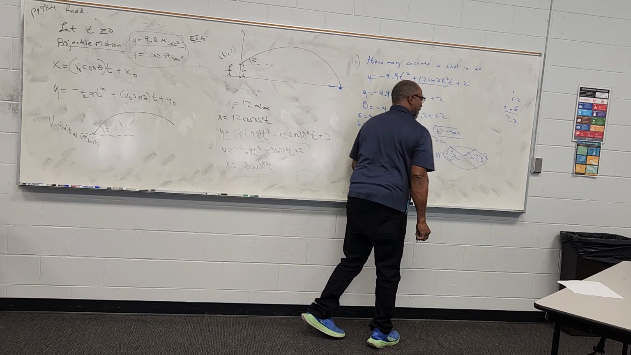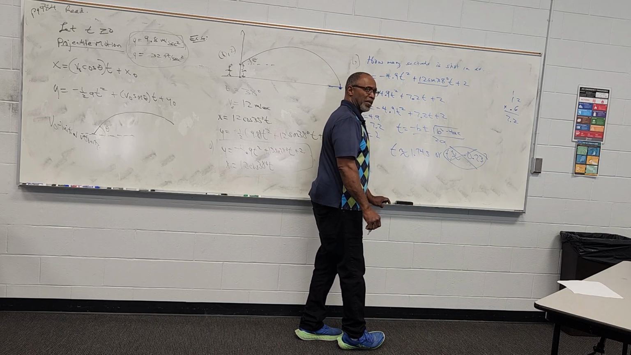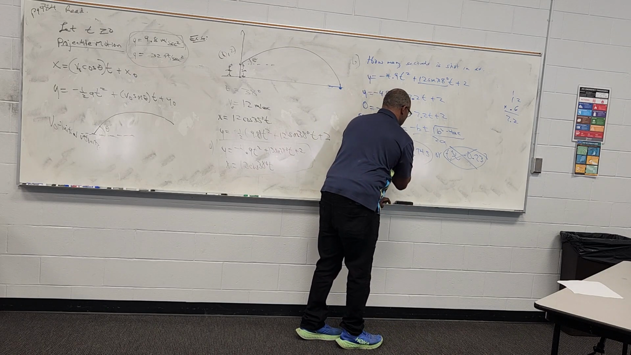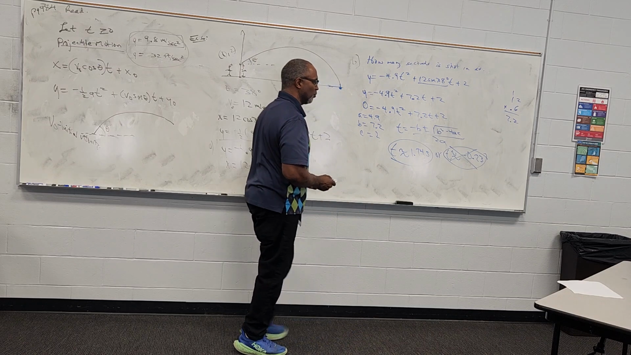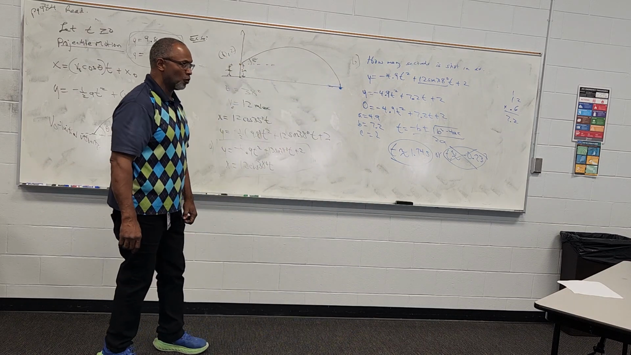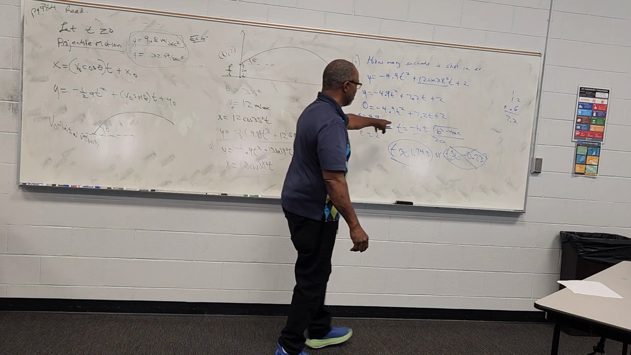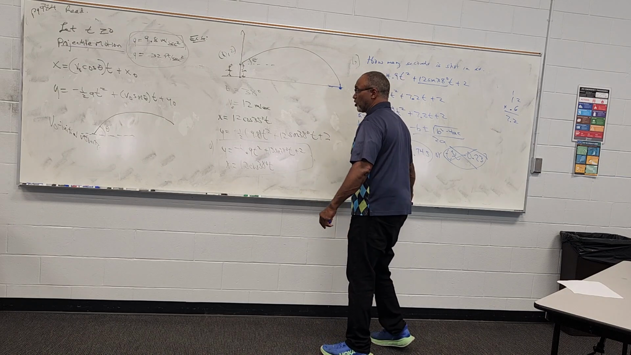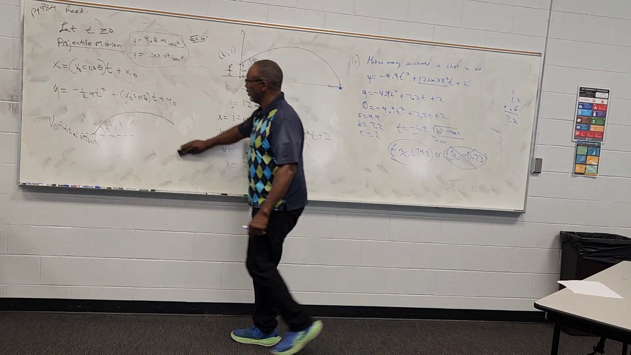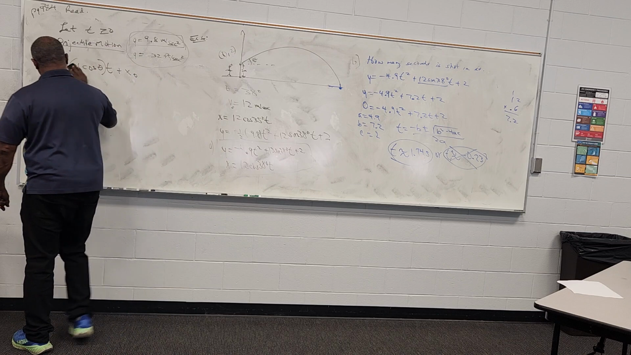But t can't be negative. Time can never be negative. So there's the time that the shot was in the air. It was in the air for 1.74 seconds. You're going to have to plug this stuff into the quadratic formula. That's just a little bit of arithmetic. So that's B.